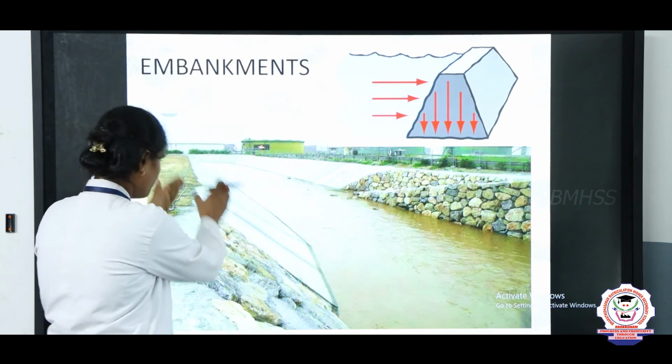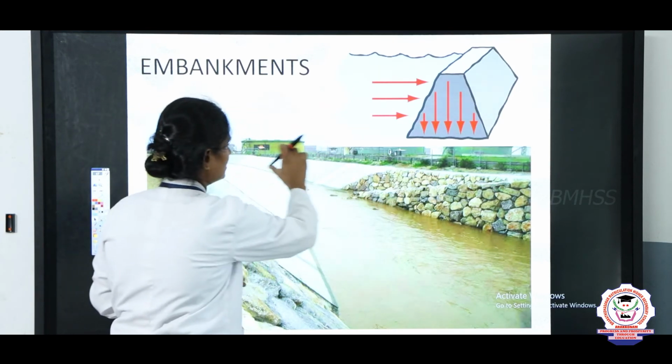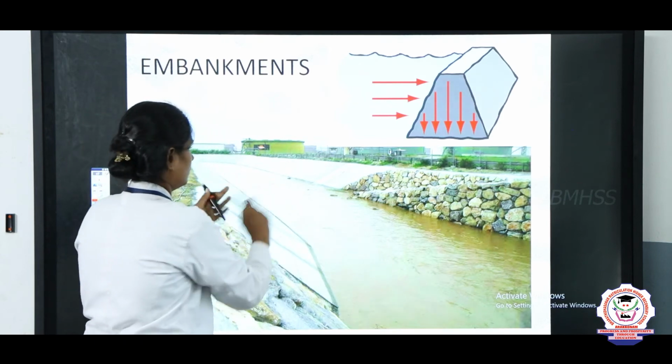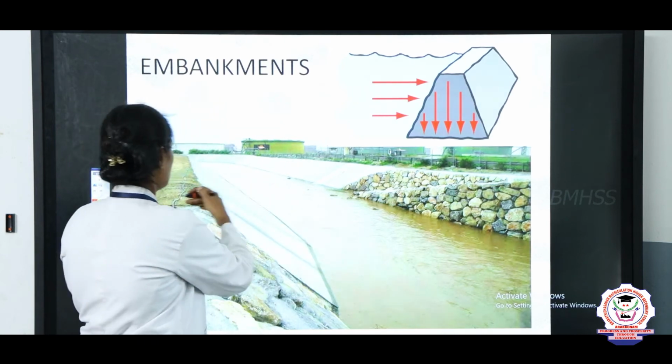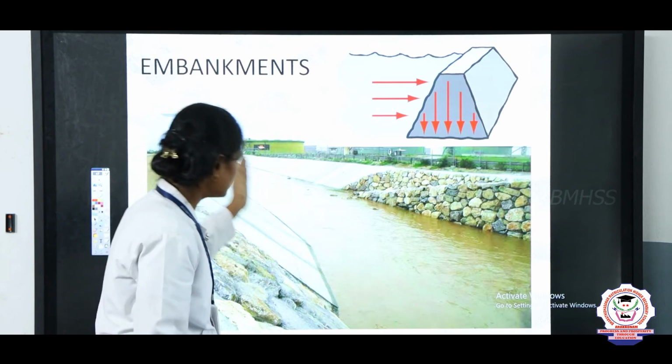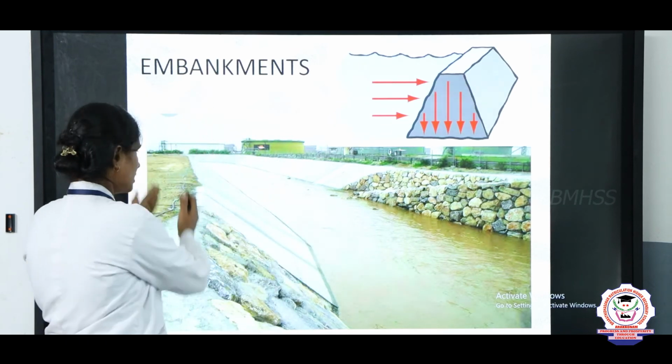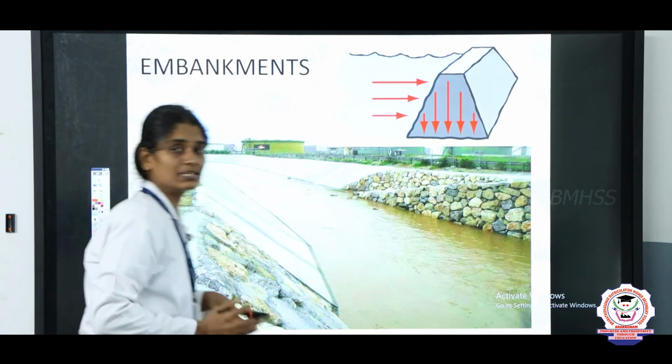So we have to build embankments like this. It prevents the running water from being carried away along with the soil. When there is running water, the running water may take up the soil which is near to it, and thereby it causes soil erosion.